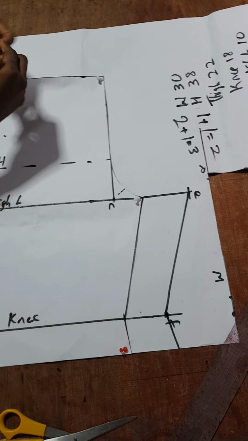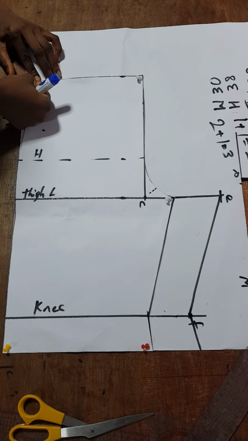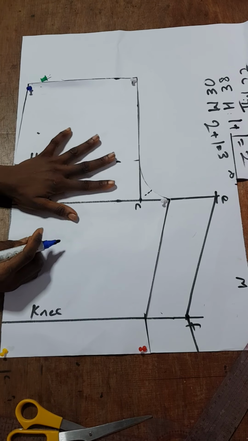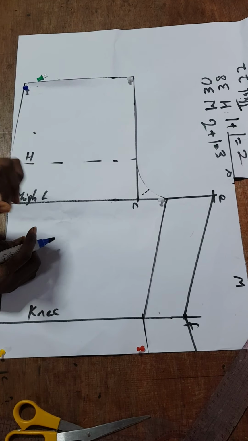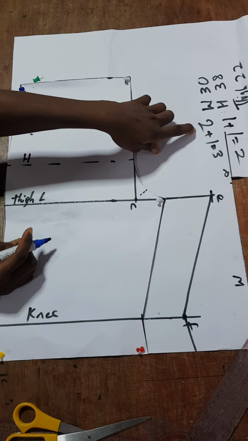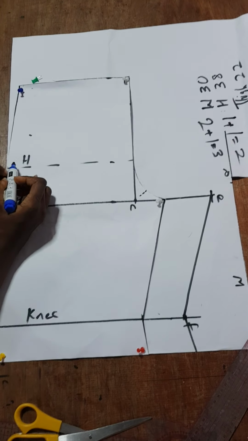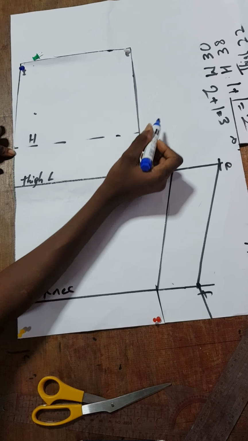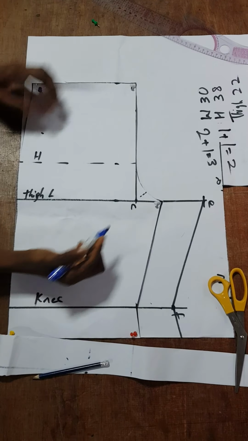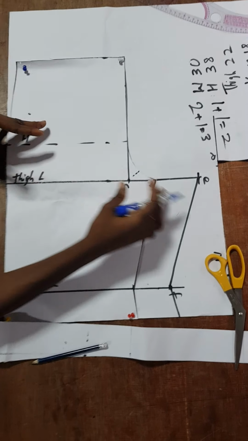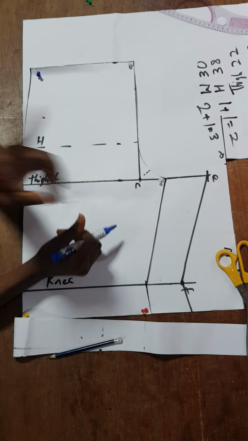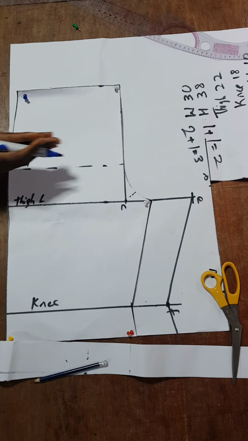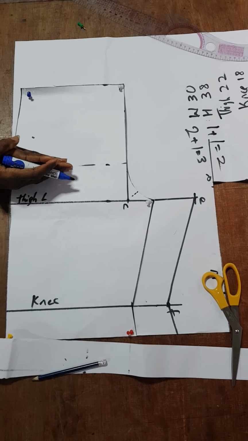Okay, so the next thing I'm going to do now is I'm going to measure my hip. I'm also going to consider the fact that I have 2 inches extra. Remember I said half on each of the sides, ½ inch for each of the sides. So in 4 places, ½ inch, I'm going to have 2 inches. Now, I'm going to measure my hip now.